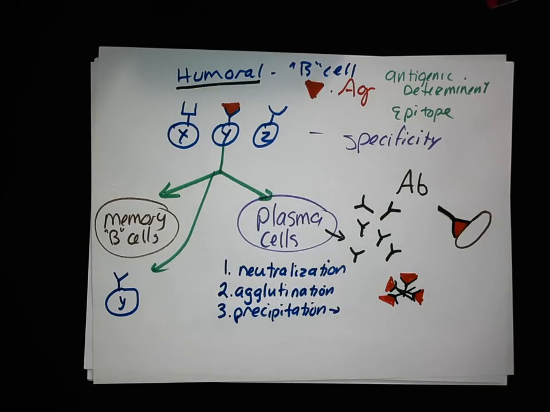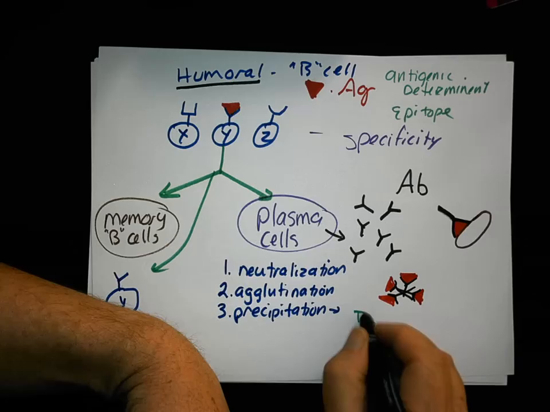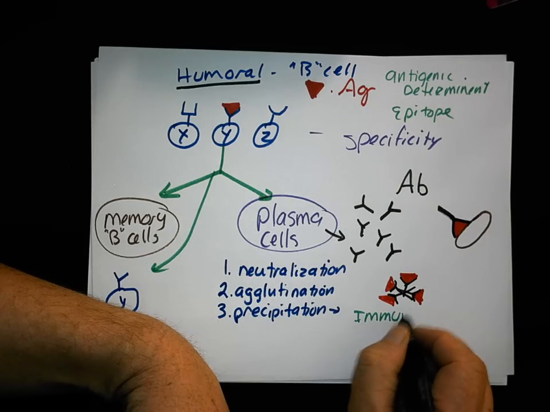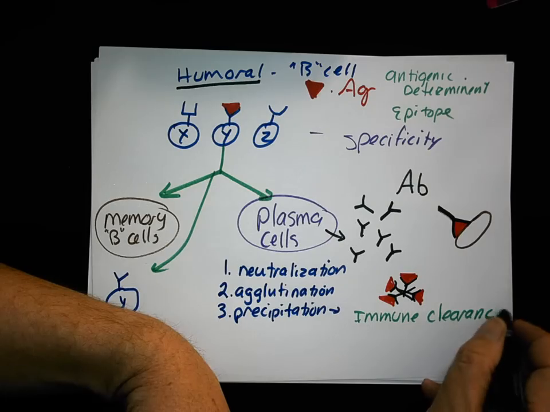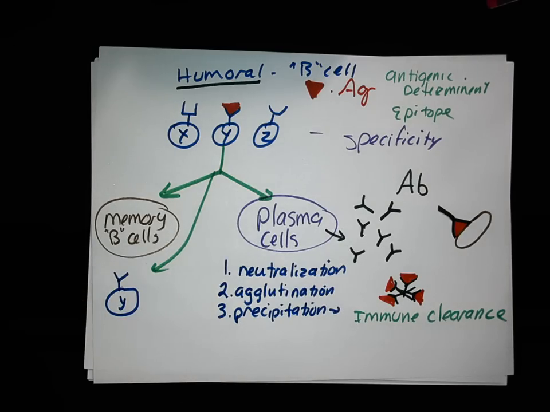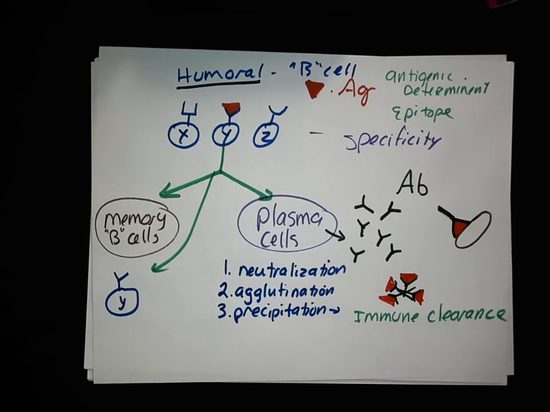Precipitation. They'll actually fall out of the solution. They get so large, they'll travel to the spleen. They'll undergo immune clearance. The spleen will get rid of all of them. Antibodies and antigens, the whole mess will be cleared out by the spleen.